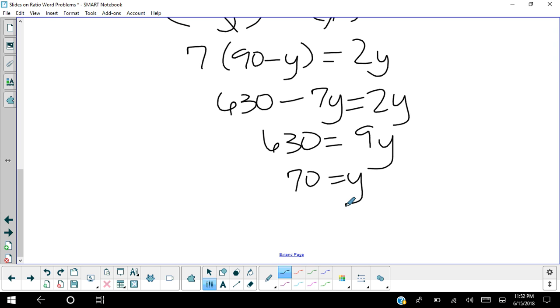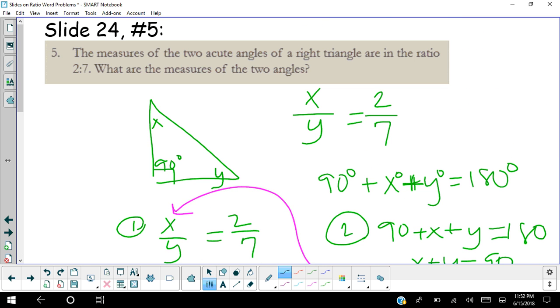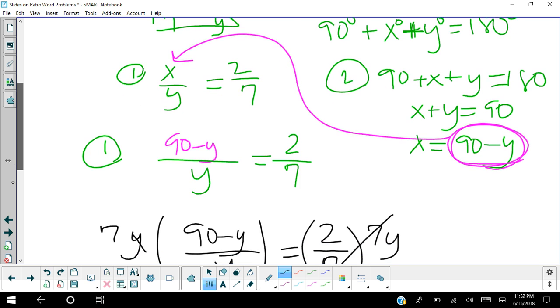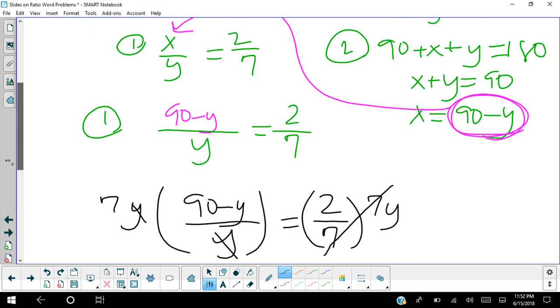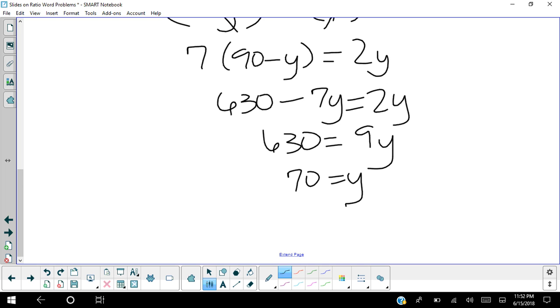Okay, now I need to make sure I'm going to answer the question that they ask. So go up and read the question. What are the measures of the two acute angles? Because we already know the right angle is a 90. So I need to know x and I need to know y. We figured out what y is. It's 70 degrees. Remember, x was 90 minus y. So x is equal to 90 minus 70. So x is 20.